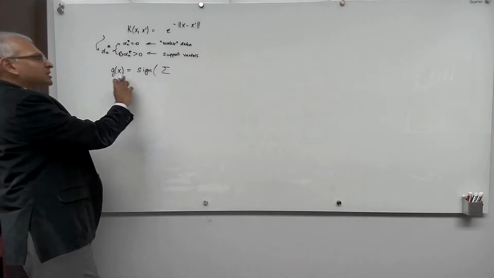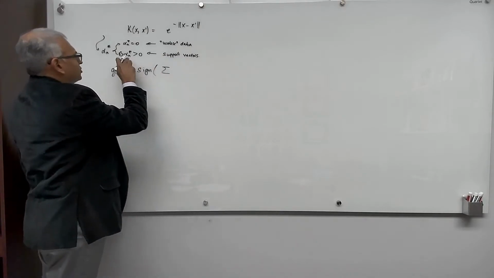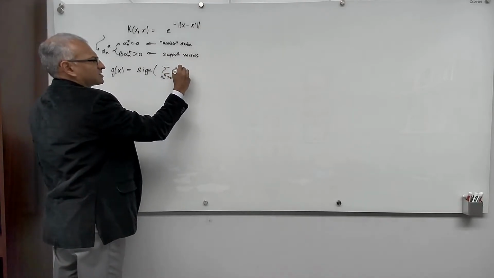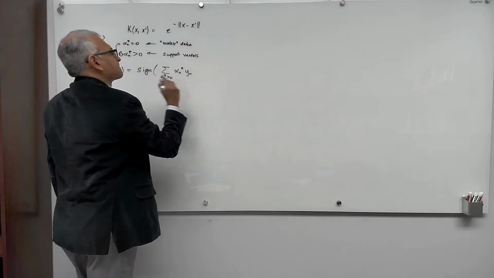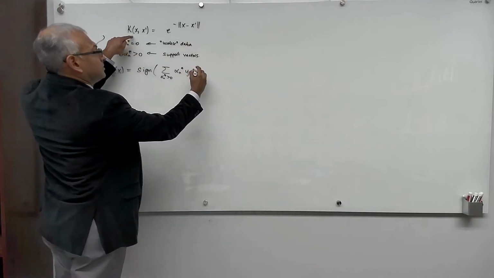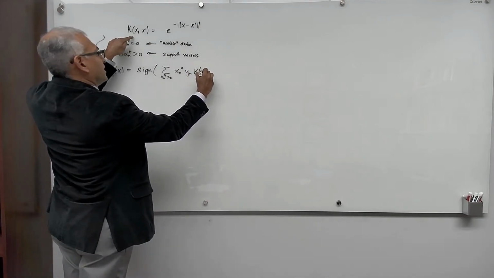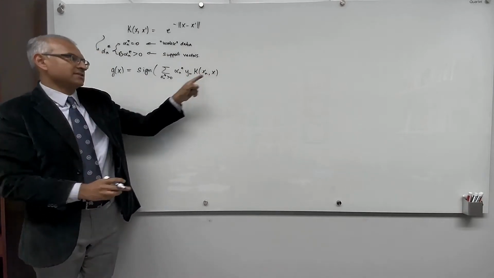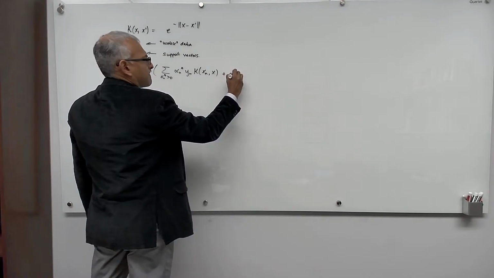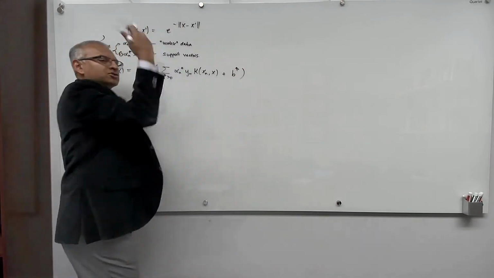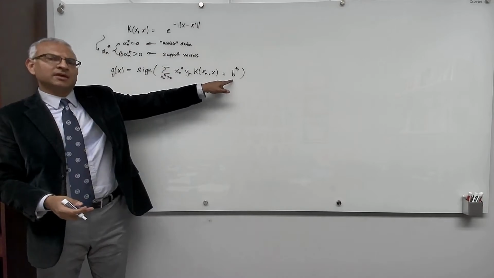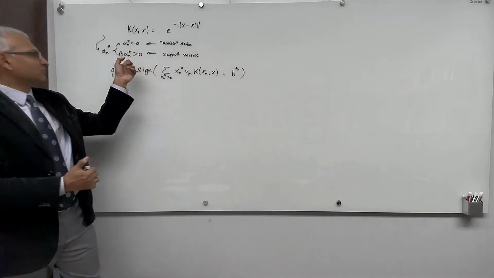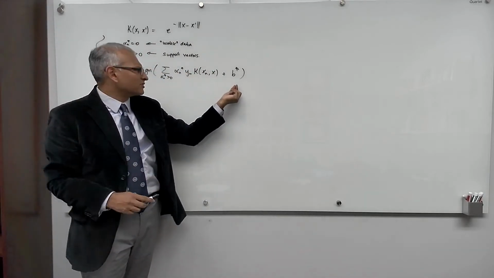So the final classifier g of x is the sign over your support vectors, alpha n star greater than zero, of alpha n star yn times the kernel of xn and x, your input. Okay, so this is W transpose x plus b star. And we already saw last time that we can compute this b star using only the kernel. It depends only on what the support vectors are and the inner products. So let's assume that we've computed b star.